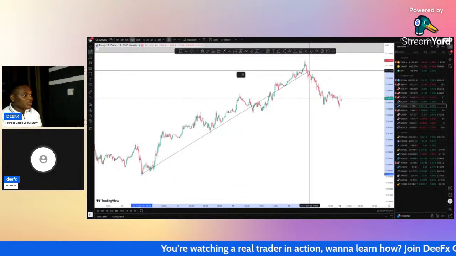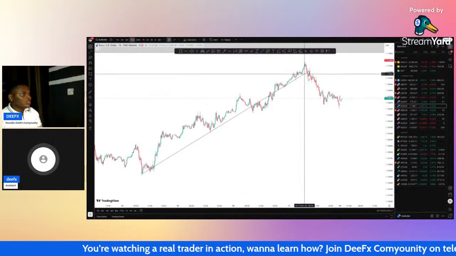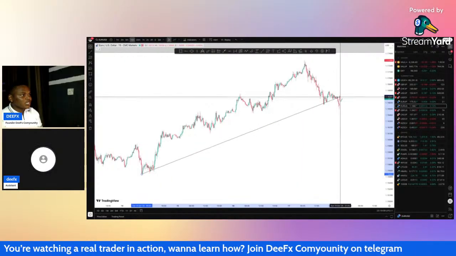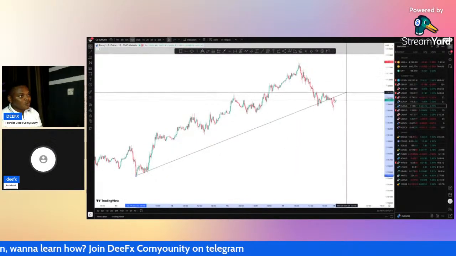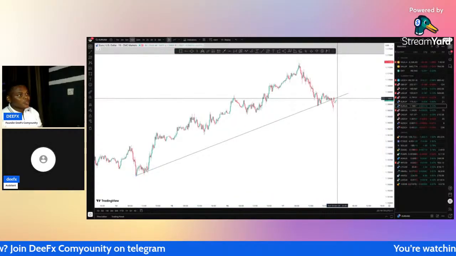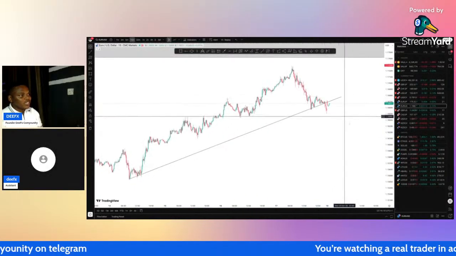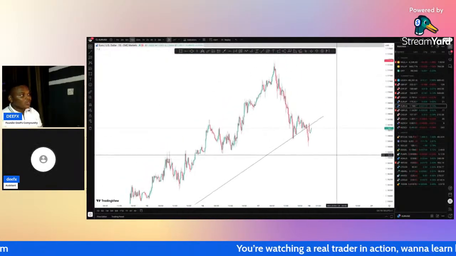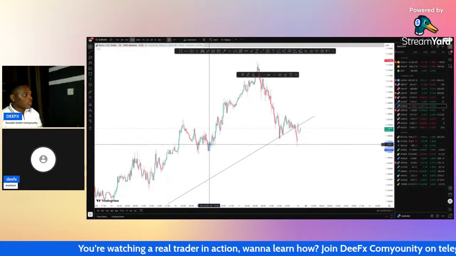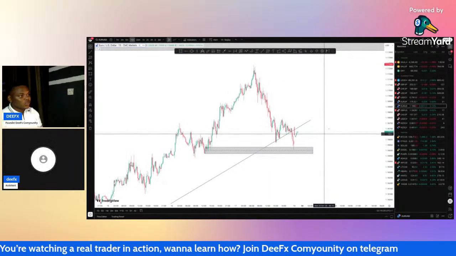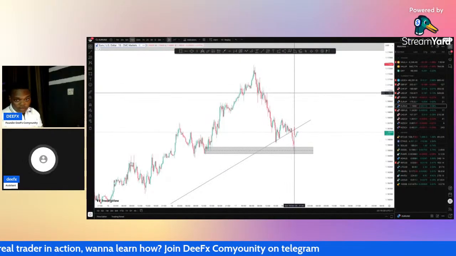But the idea still remains that it is still in an uptrend, and we can potentially take a buy whenever we see price trading above this trend line. If we can see price trading above this trend line, then we can take a buy and consider that price has respected this particular order block here, and that's what price is currently going to use to fuel its move to the upside.